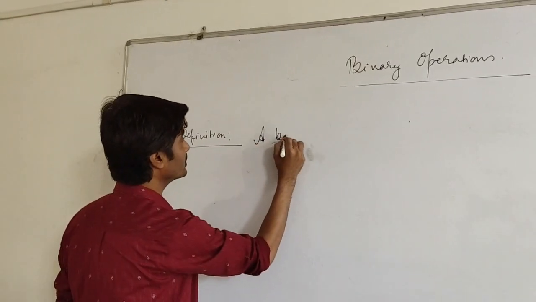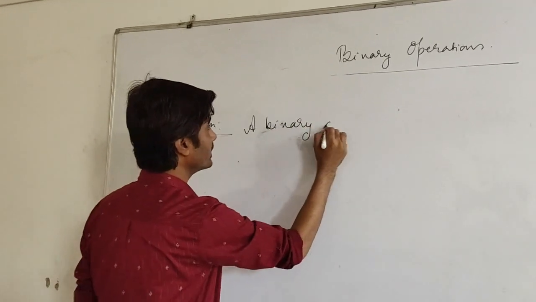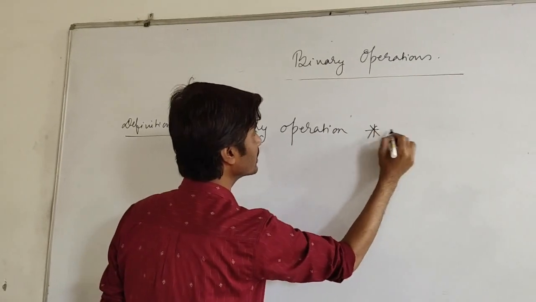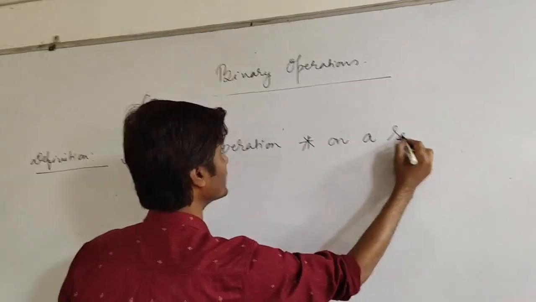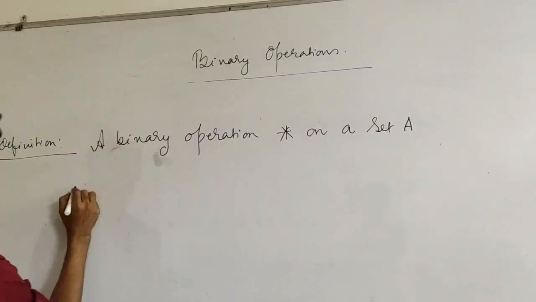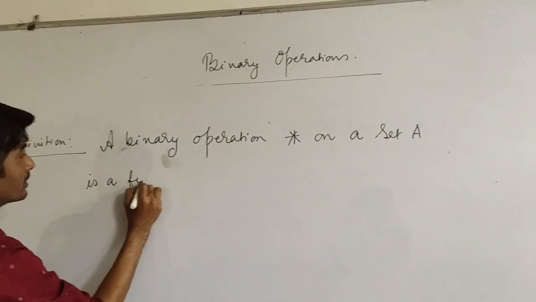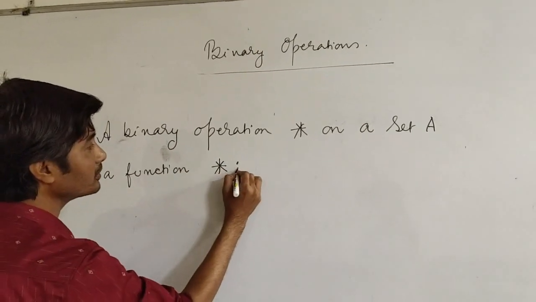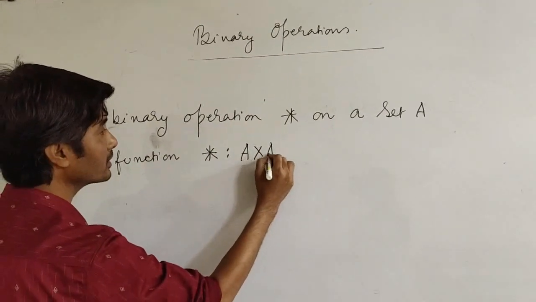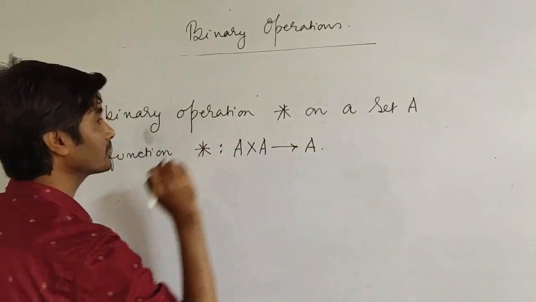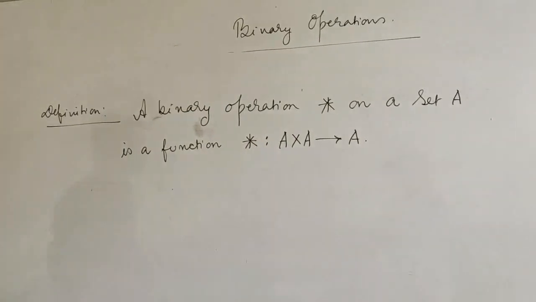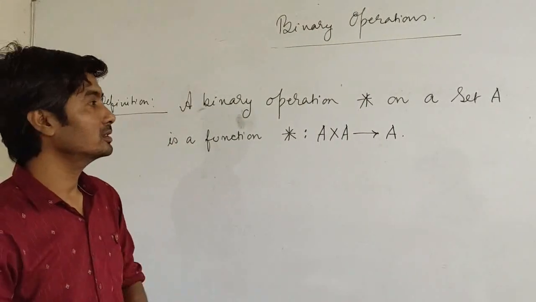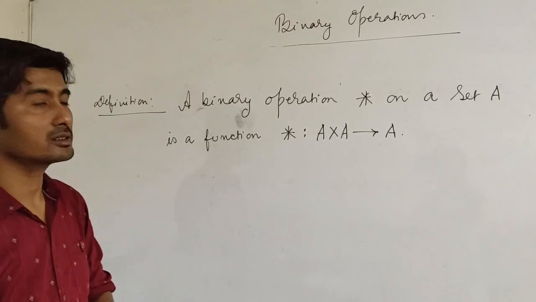A binary operation star on a set A is a function star from A cross A to A. That is nothing but a function. I think you have already understood how we define a function. You are familiar with the concept of function.